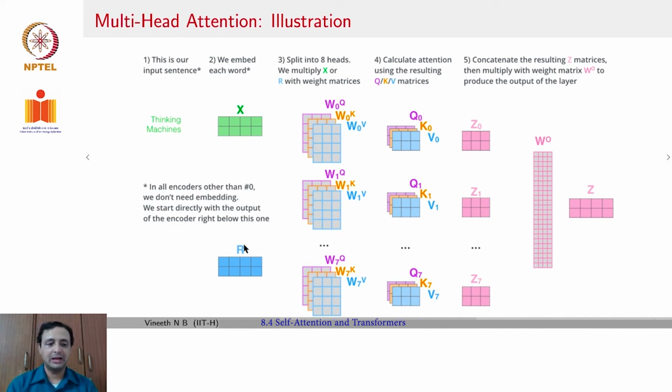So you see here that there is something called R. R simply indicates that in your transformer architecture there are multiple encoder layers. The first encoder layer receives X as the input. Every other encoder layer receives the output of the previous encoder layer as input. That is denoted by R. So the original sentence and the words may not be given as input to the second encoder in that set of stacked encoders, but it would be the output of the first encoder that's fed there.